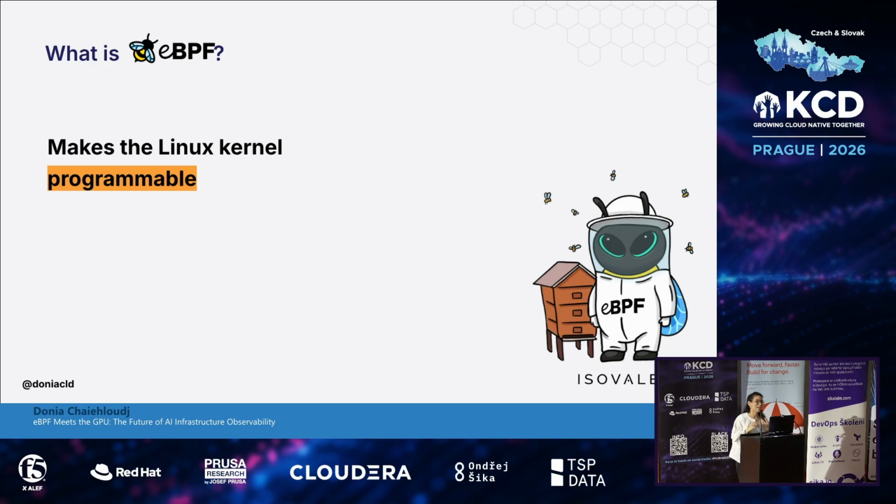So eBPF is like a Swiss Army knife for the Linux kernel. It lets us run custom programs inside the kernel, and these programs can observe, modify, or act on kernel events like networking, file access, tracing, without needing to modify the kernel itself.